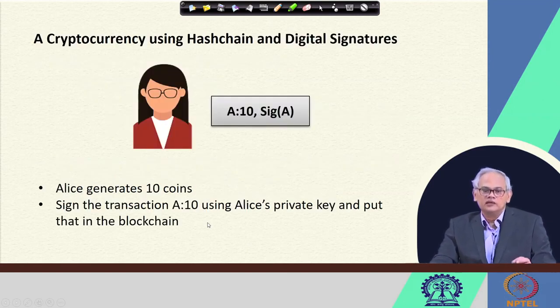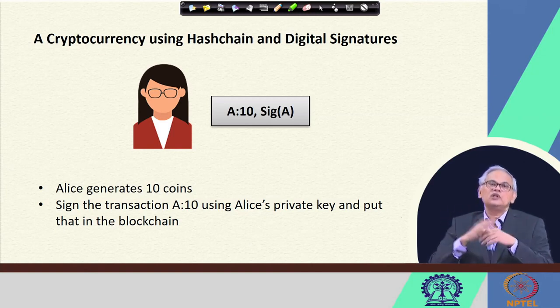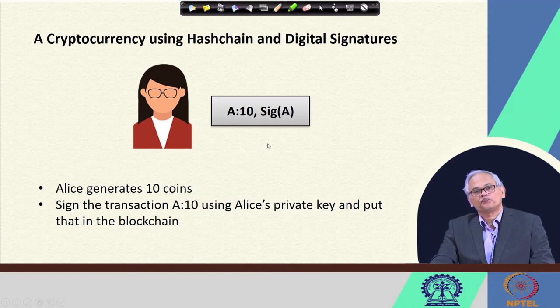Now, finally, if we consider the application of hash chain and digital signature, say Alice is generating 10 coins, say 10 bitcoins. So, that is a transaction for generating 10 bitcoins. We will later see how these bitcoins are generated, and along with that Alice also signs it with her digital signature. She uses her private key to sign it. So, this transaction of Alice generating 10 coins, that is A:10, comes along with the signature of Alice.